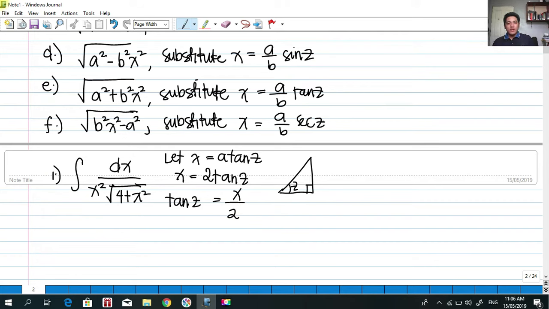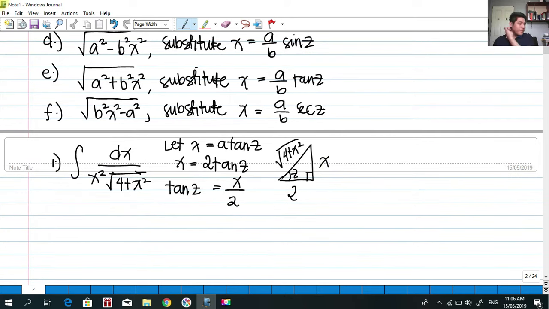So, for a right triangle, we can actually assign the sides of the triangle by what we call SOHCAHTOA. Tangent z is TOA, so it means opposite over adjacent. This is the z angle, so its opposite is this side, which must be the x, and its adjacent side is 2. And therefore, by the Pythagorean theorem, the hypotenuse is the square root of 4 plus x squared, which is now our integrand here. This is very important, so as to know what the sides of your triangle will be.